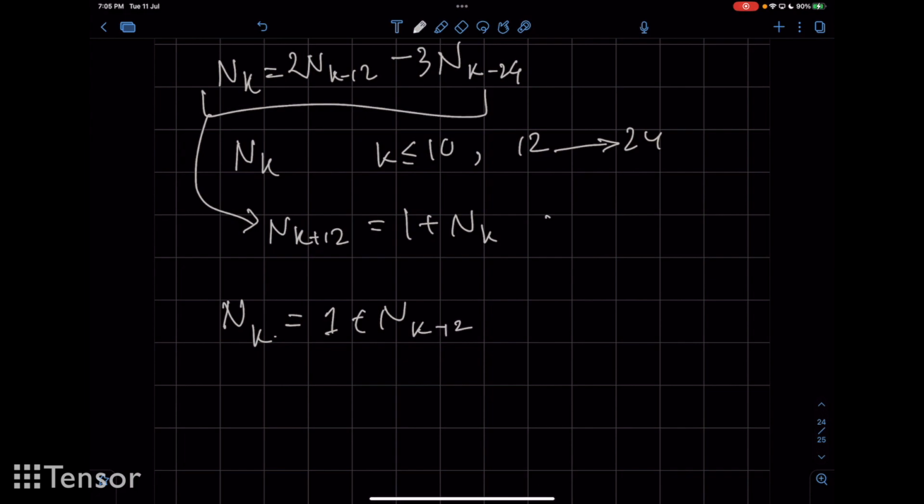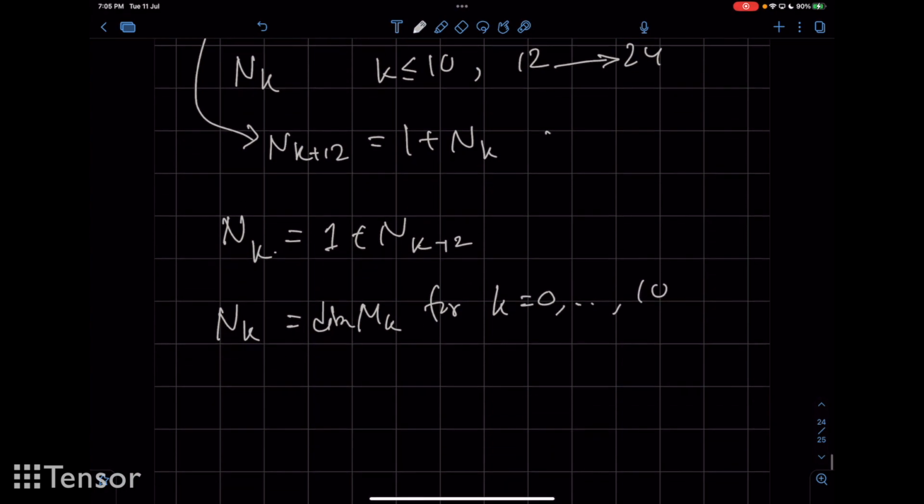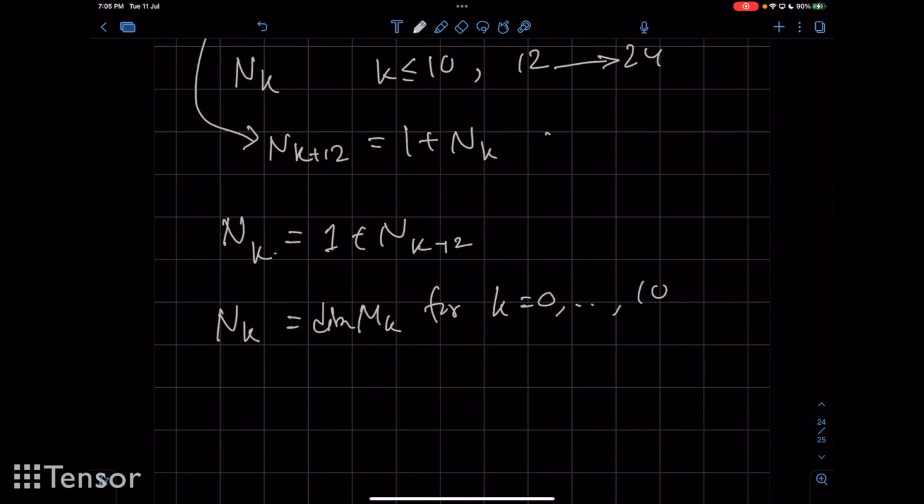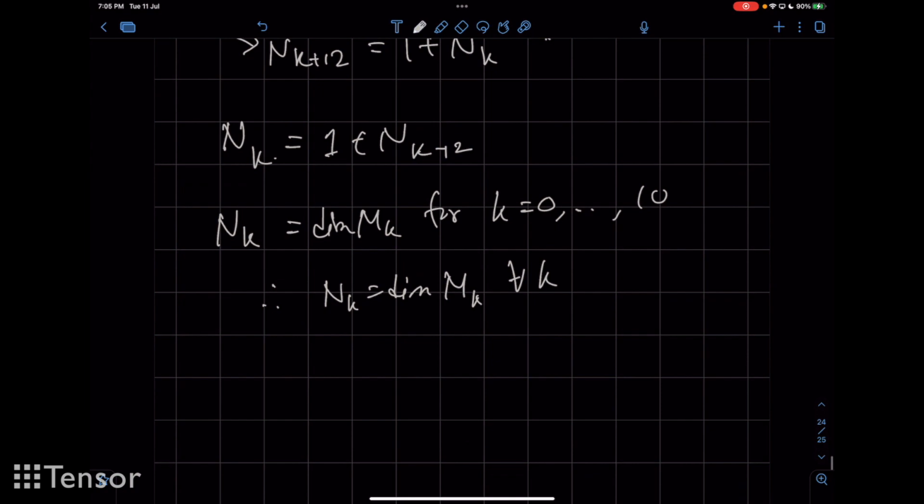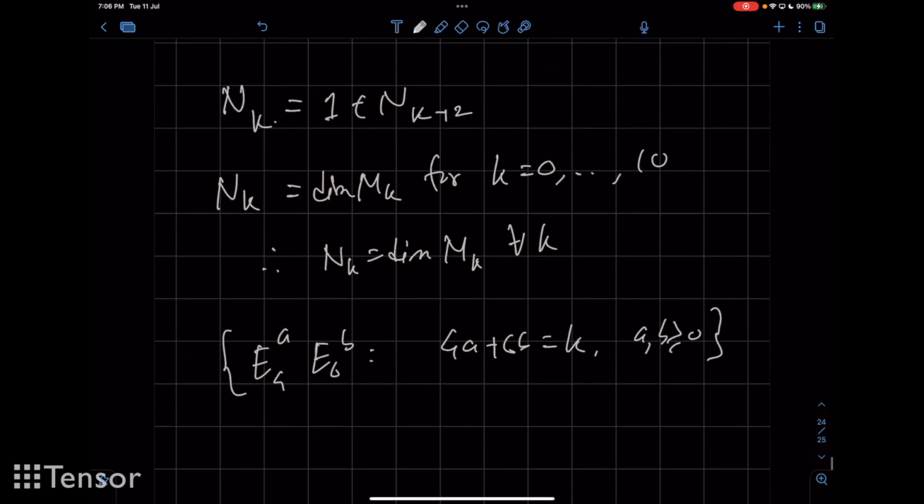Okay, if this is true, and also n sub k is equal to the dimension of M_k for k being 0 to 10, right? We can easily verify this. So therefore, n sub k is equal to the dimension of M_k for all k. So the set we have picked, E4^A E6^B, where 4A plus 6B equals k, and A and B both are non-negative. The cardinality of this set is equal to the dimension of M_k.